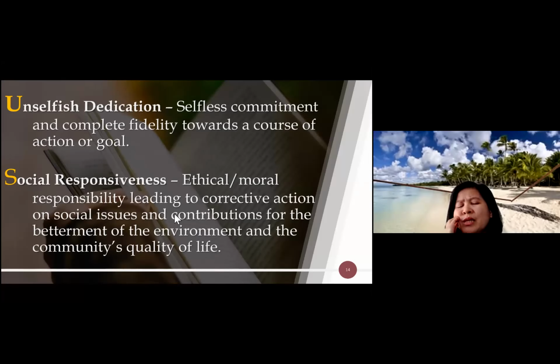So this is what we mean by social responsiveness. It is an awareness of what is happening around us. It is also a feeling of empathy for those who may be suffering. And I hope that we all have this and we all will be able to self-reflect also at the same time.